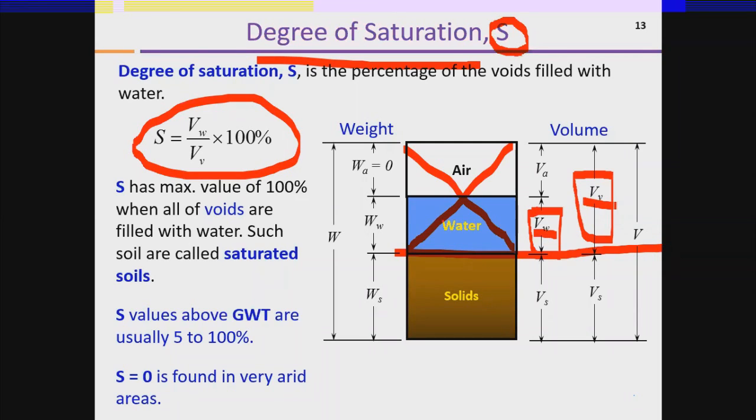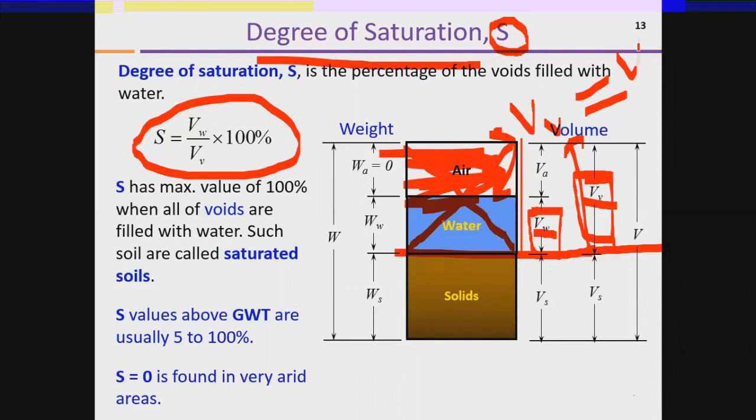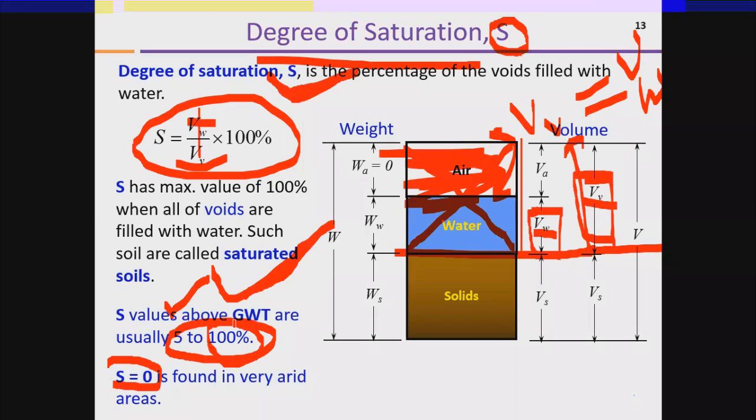Now, the degree of saturation value can never be greater than 100%. Let's suppose this is the volume of water, and this whole volume is occupied by water. In this case, VV will be equal to VW. So if VV is equal to VW, then the numerator and the denominator of the equation will be equal, and this will give us one. Then this one will be multiplied by 100 and will give us a degree of saturation of 100%.